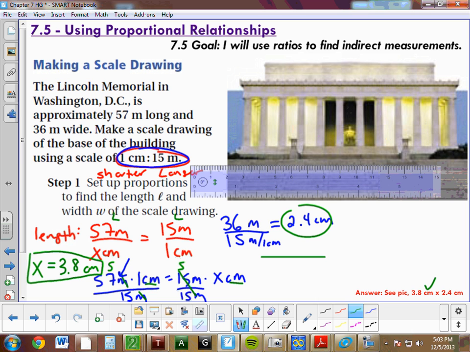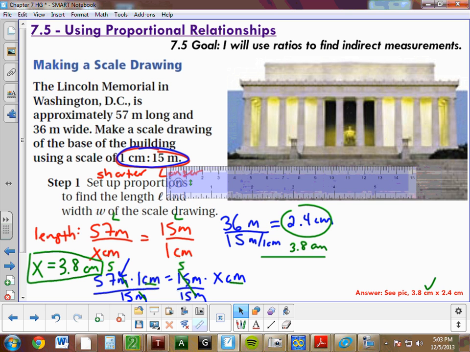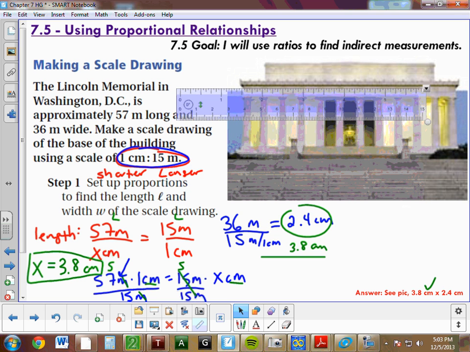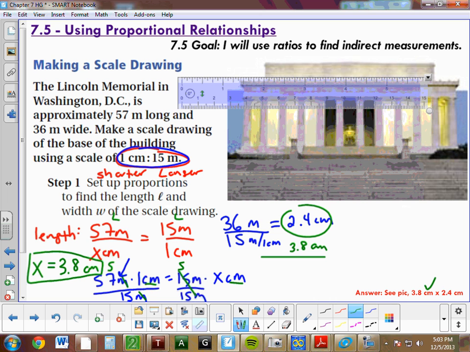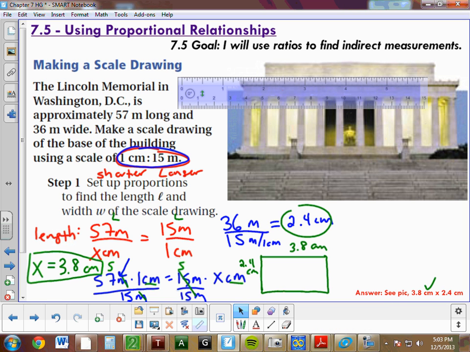But you can see that I drew that one at 3.8 centimeters. And then you would take your ruler and you would turn it sideways, which I can't do because, I'm not smart. So, you should be able to turn it into the other one, which if you did it this way, I'm eyeballing it, would be about 2.4. So you could take your ruler and do that. So that, when you connect it, would be a scale drawing of the Lincoln Memorial.